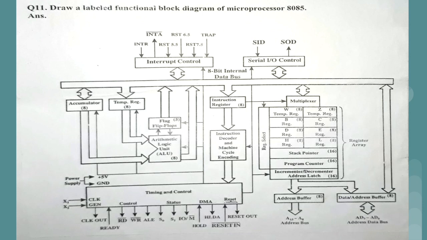In the address buffer we need to connect the A8 to A15 pins, and to the data and address bus we connect the AD0 to AD7 pins. The remaining pins which are in your mind, you can write as part of the timing and control section. But the other pins, I hope, are easy for you to remember.